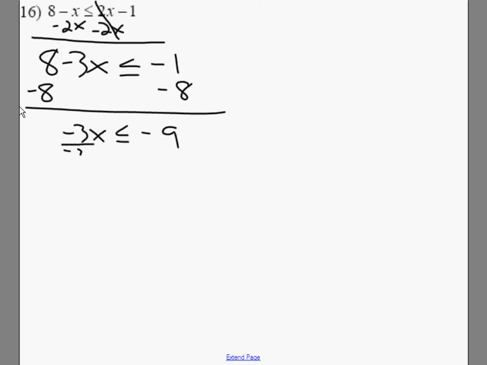Divide both sides by negative 3. And with inequalities, when you divide or multiply by a negative number, you must remember to flip the sign. And negative 9 divided by negative 3 is 3.